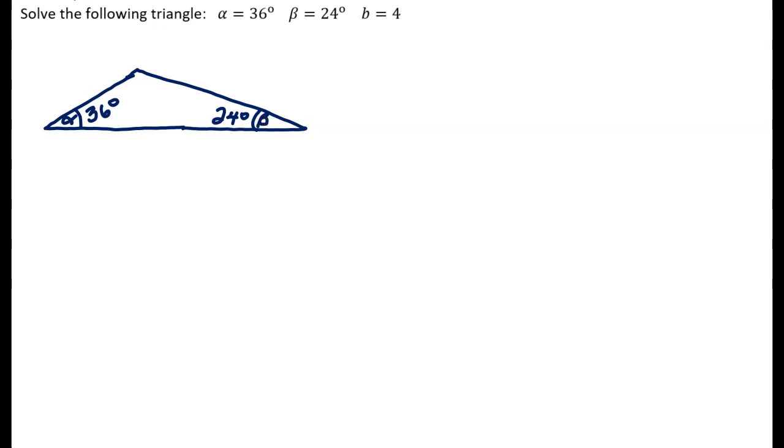and that would be my beta. And then the one side length I'm given is this b equals 4, so that has to go across from angle beta. So I have a side angle angle, or angle side, however you want to look at that. And I should absolutely be able to use that to solve for side A.